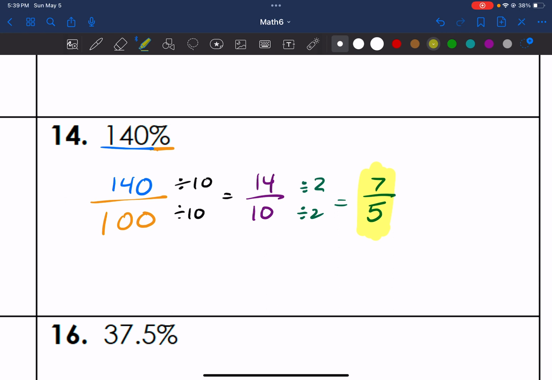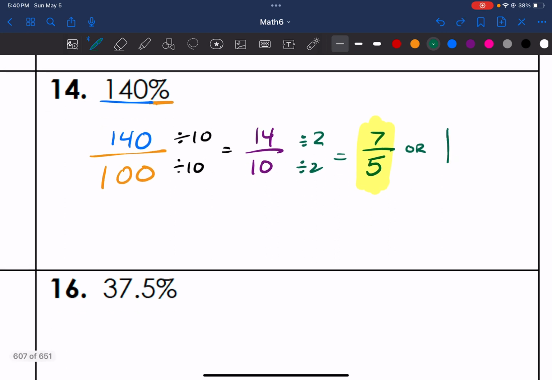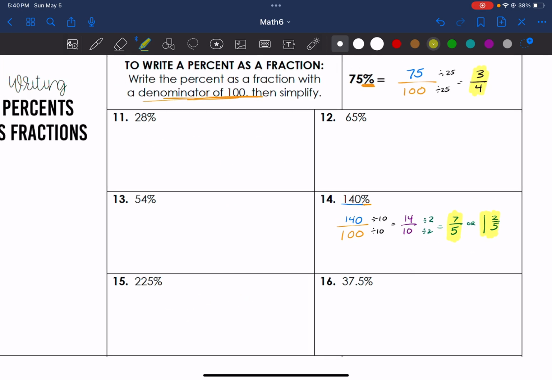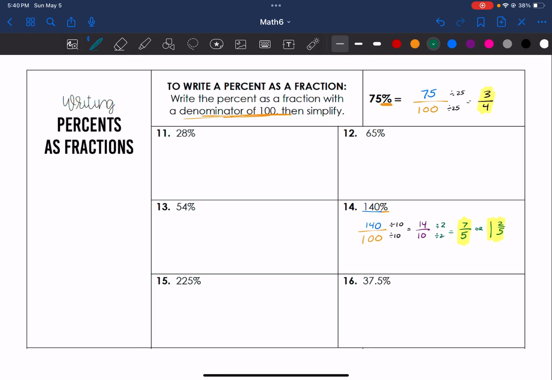You do not need to change this to a mixed number. If you would like to, you can, but you do not have to. It becomes 1 and 2/5. It is up to you if you would like to change it. Go ahead and practice with this page. Pause the video before you get your answers.